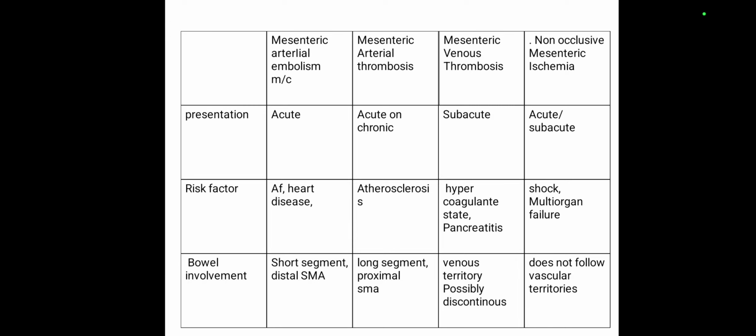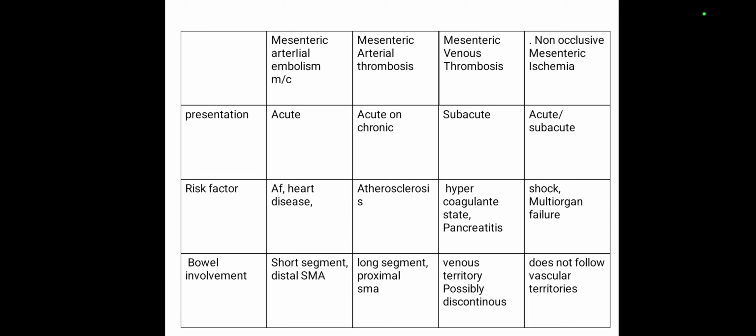Now, which segment of bowel is involved? So, we have to look at three things. One is the bowel, one is the vessel, and nearby organs. These three things we have to check in imaging. The investigation of choice is CT angiography.